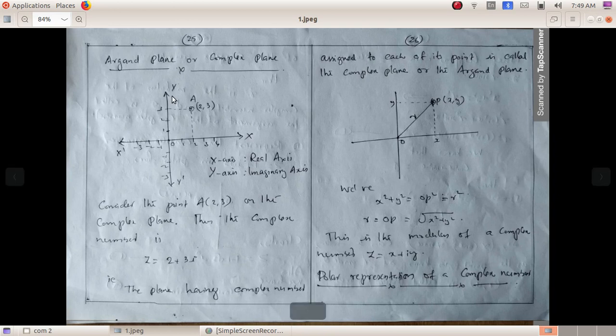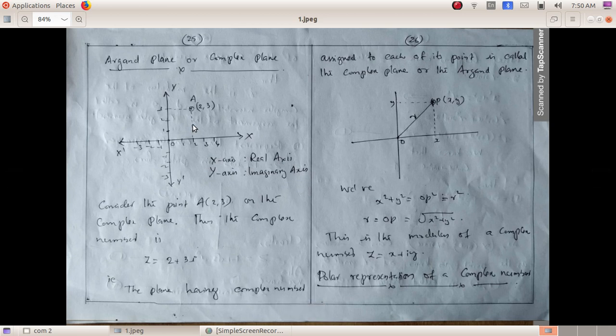Now we are discussing a new topic, the Argand plane or complex plane. What does it mean? This is just like the Cartesian plane. Here are the x-axis and y-axis. This side is the positive x-axis and this is negative, which is why I used x dash here. Similarly, the positive direction of the y-axis is y, and the negative direction is y dash. Here real numbers are marked: 0, 1, 2, 3, 4, minus 1, minus 2, minus 3. That is very simple, and you all know this Cartesian plane.